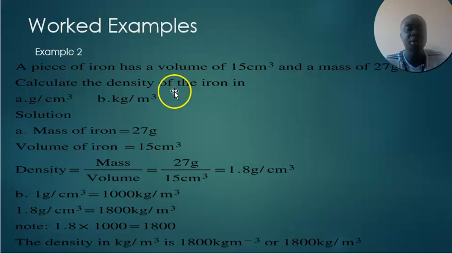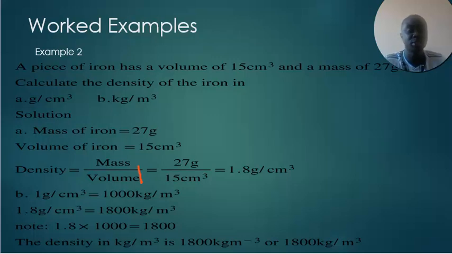Calculate the density of the iron in A, gram per centimeter cube, B, kilogram per meter cube. You see the mass is in grams and the volume is in centimeter cube. So for the first one, gram per centimeter cube, you're not going to suffer. After quoting the formula, you just substitute, because the mass is in grams and the volume is in centimeter cube.